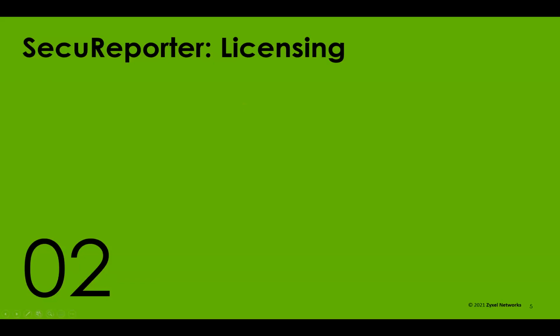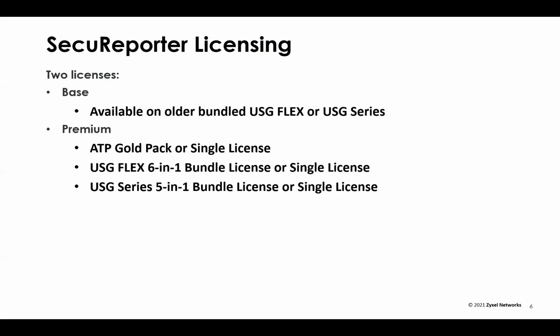Now, speaking of licensing, there are two different tiers of licenses when it comes to SecuReporter. We have our base and we have our premium. Our base is going to be available on our older bundled USG series and also the newer USG Flex. So if you have an older USG firewall that had the older licensing structure, you will automatically get the base SecuReporter licensing. However, if you purchase a newer USG, like the ATPs or the USG Flex, or the USGs that now have the 5-in-1 bundle, you automatically get the premium SecuReporter.